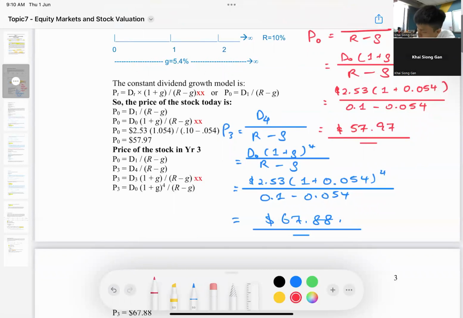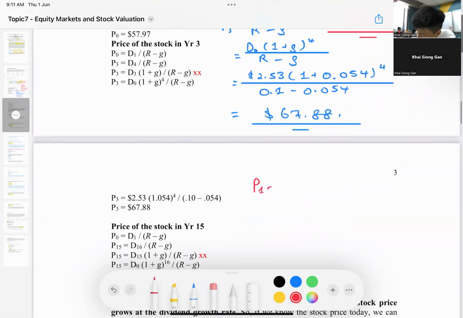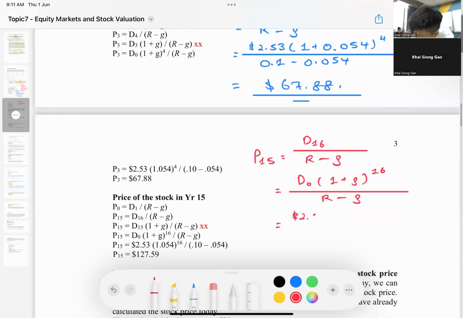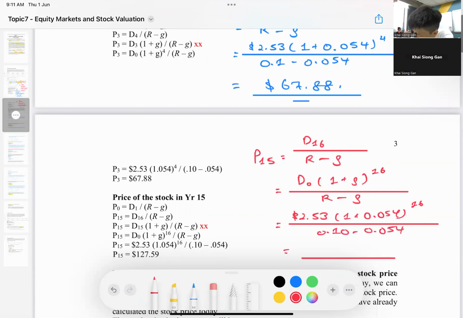If I want to calculate the price in year 15, same thing as well. P15 equals the dividend in year 16 divided by R minus G. Same thing here, I do not have D16, so I can use back D0 times 1 plus G power of 16, because I want to calculate the dividend in year 16, and then as a proportion of R minus G. D0 is how much again? 2.53. So 2.53 bracket 1 plus 0.054 power of 16, as a proportion of 0.1 minus 0.054. Put into the calculator and you should get 127.59.